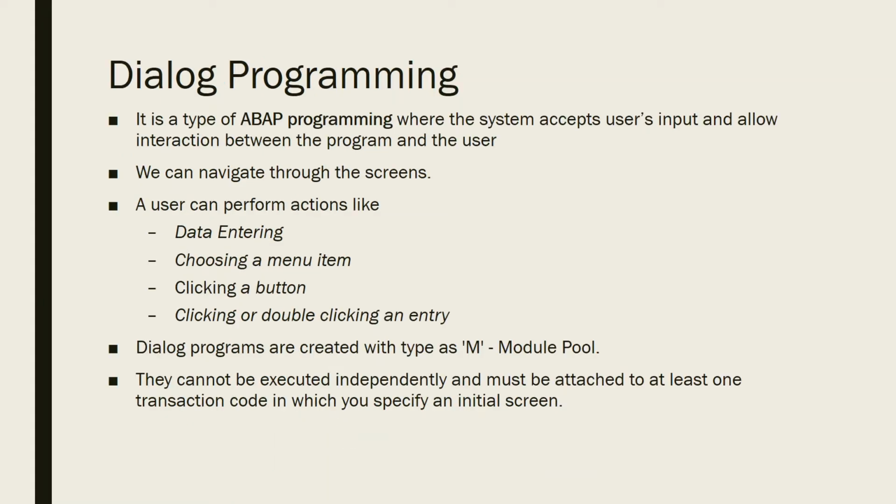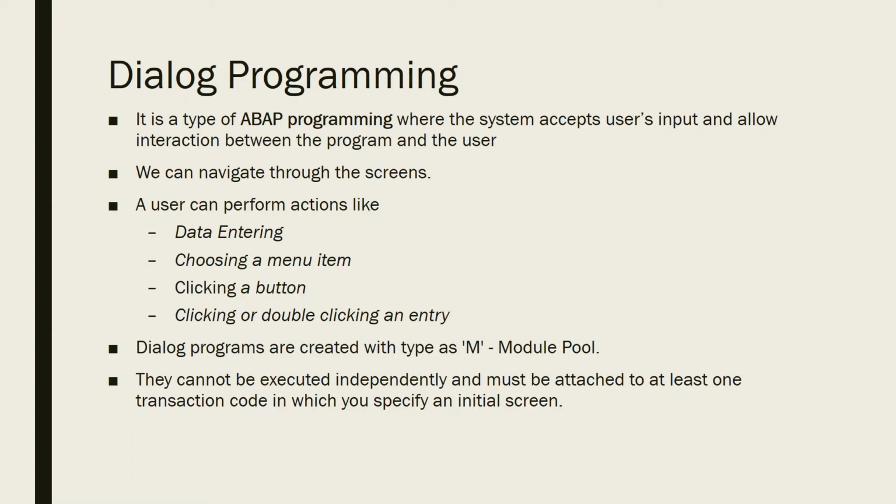And then comes dialog programming. The first type of programming is report, and the next type of programming is called dialog programming. It's another type where the system accepts user input and allows interaction between the program and the user. The user can navigate through the screens.